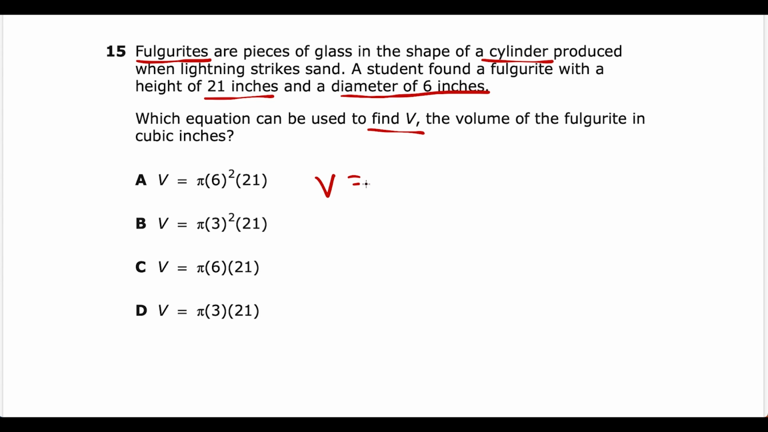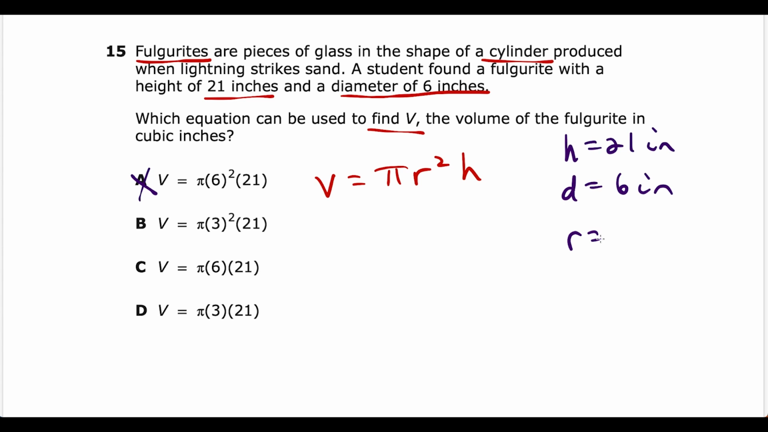Well, remember, the volume of a cylinder is pi r squared times h. And we have to think about what we know so far. We know that the height is 21 inches. And we know that the diameter, so we got to be careful again, the diameter is 6 inches. So if we have to plug into this formula, please don't plug in 6. This is like the trap answer choice here, the bear trap here. We want to look out for this.